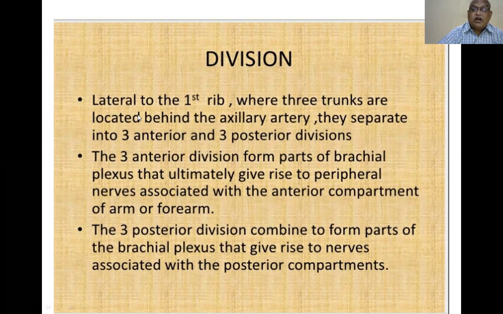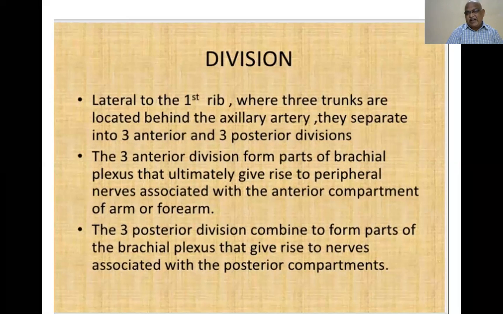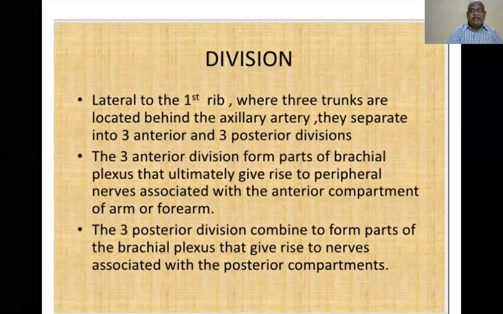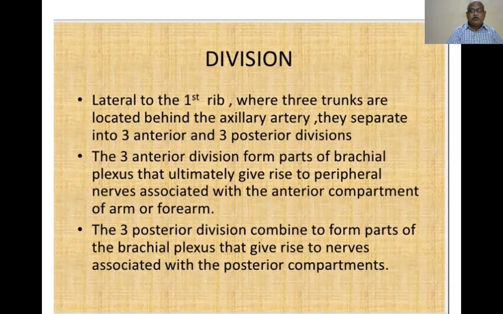Roots, trunks, now divisions. Lateral to the first rib, the three trunks are located behind the axillary artery. Lateral to the first rib because the subclavian artery ends at the outer border of the first rib. Axillary artery is nothing but a continuation of the subclavian artery at the outer border of the first rib. So the subclavian artery ends at the outer border of the first rib. From there, axillary artery. So three trunks are located behind the axillary artery. They separate into three anterior and three posterior divisions.